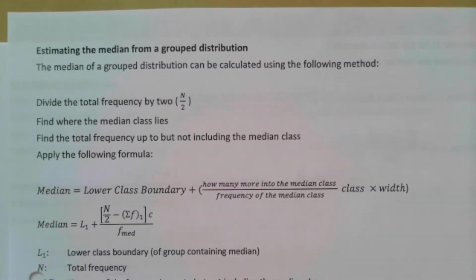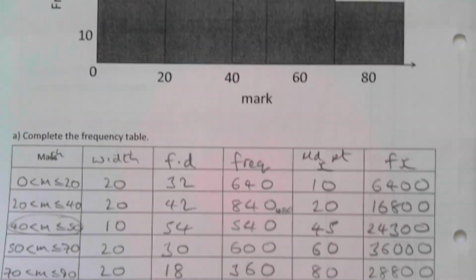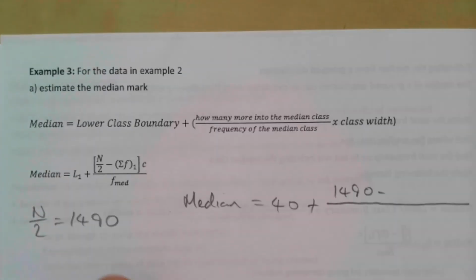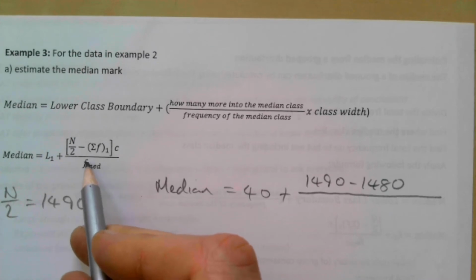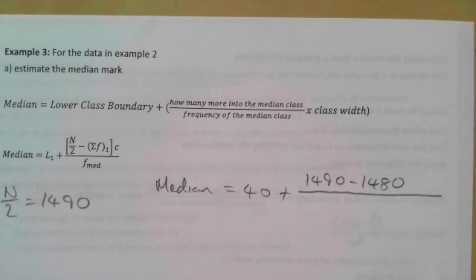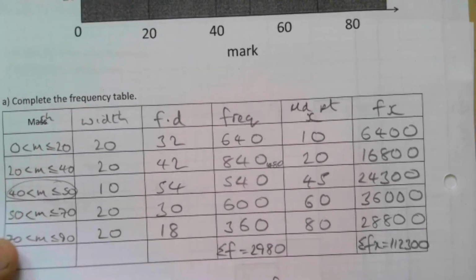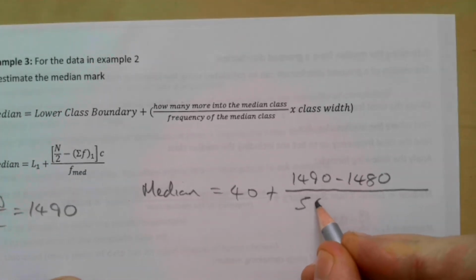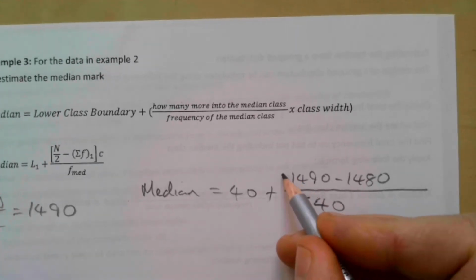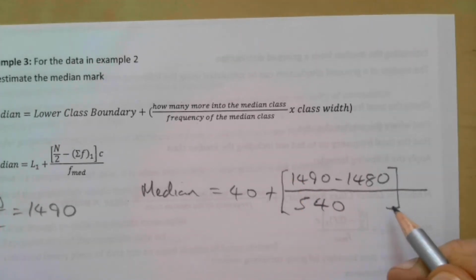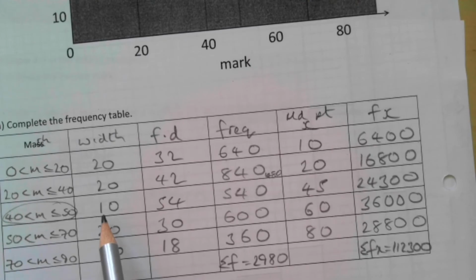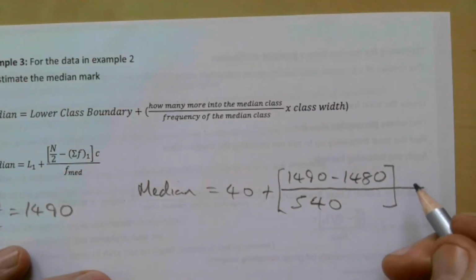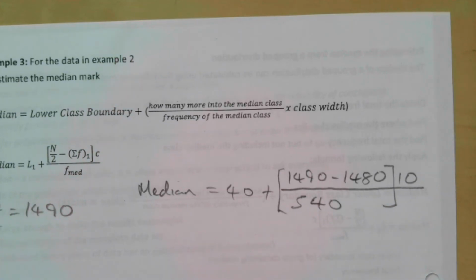I'm trying to work with 3 pieces of paper here. Sigma f1, the sum of the frequencies up to but not including the median class. So that's going to be this one plus this one, so that was my 1480, divided by the frequency of the median class, which is 540. So that's my 10/540ths of the way through that group. And then that's going to be multiplied by c, which is the size of that group, the width, and the size of that group is going to be 10. It's kind of times 10 from there.